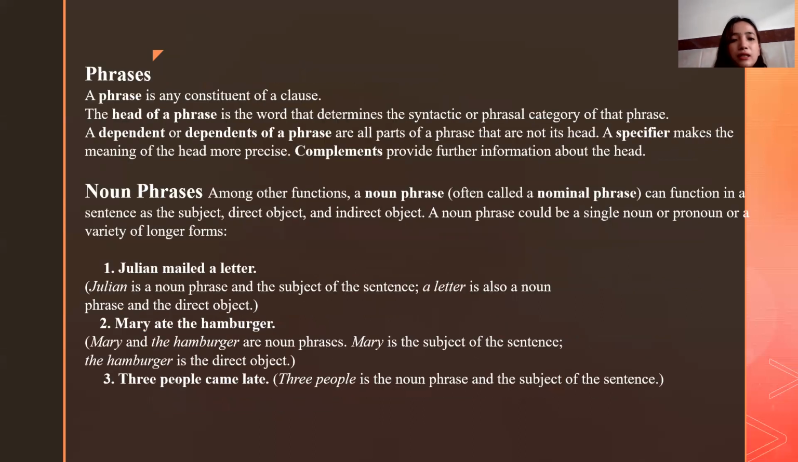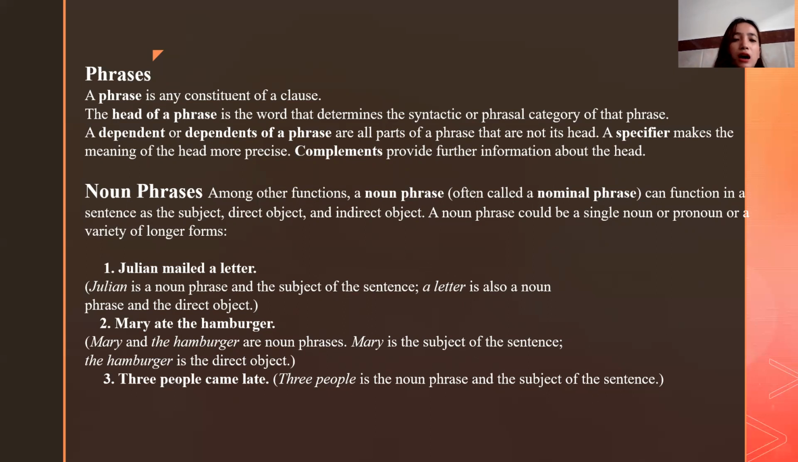Phrase. A phrase is any constituent of a clause. The head of the phrase is the word that determines the syntactic or phrasal category of that phrase. The dependents of a phrase are all parts of the phrase that are not its head. A specifier makes the meaning of the head more precise, and a complement provides further information about the head.